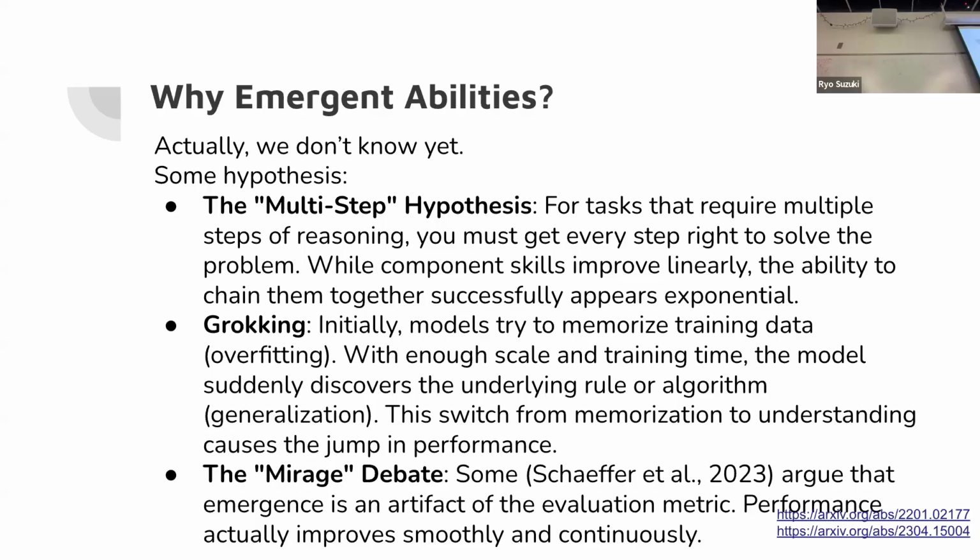And the second hypothesis is called grokking. Grokking is where the model first tries to memorize everything. But if you have enough capacity, then you could start trying to understand the underlying algorithm or underlying principle without memorizing everything. And then this switch from memorization to understanding is kind of a jump.